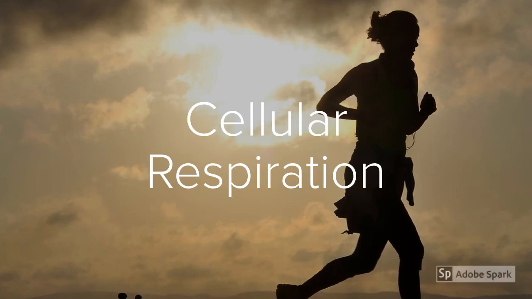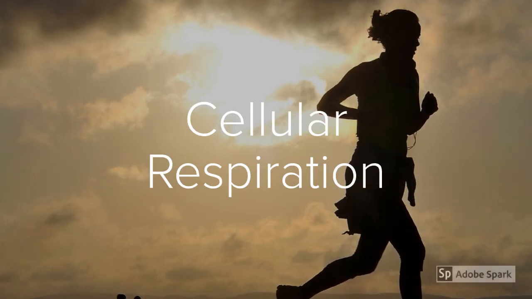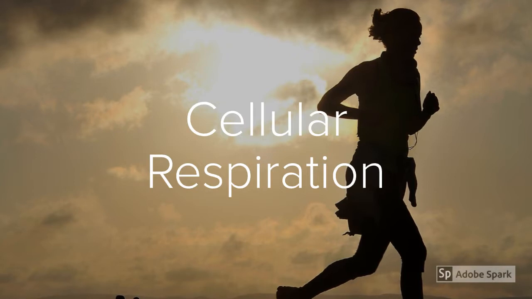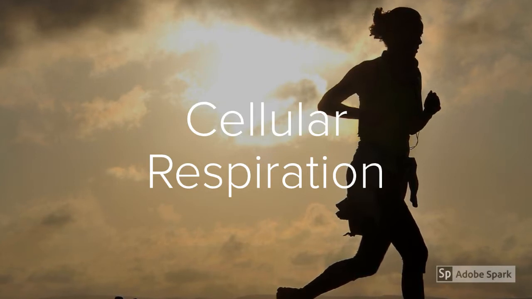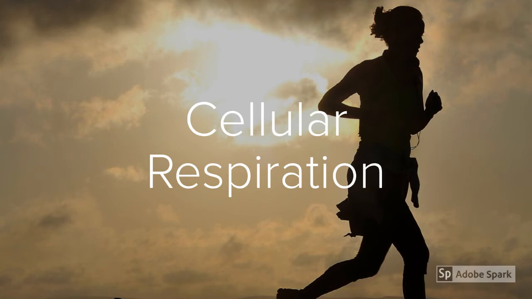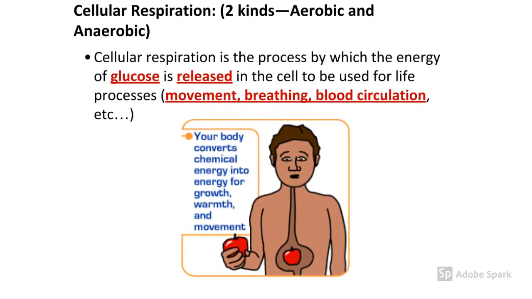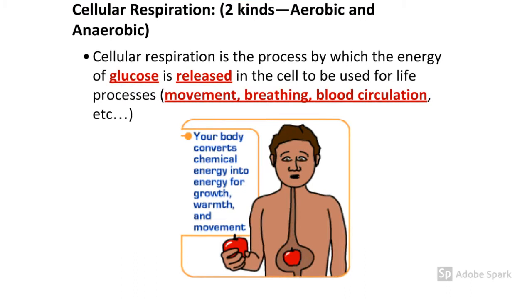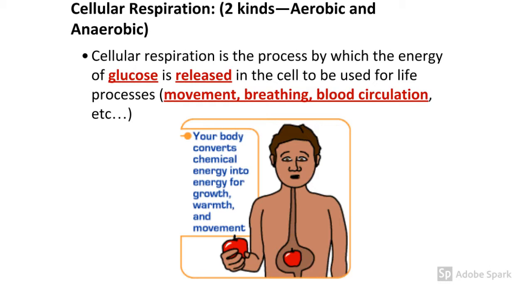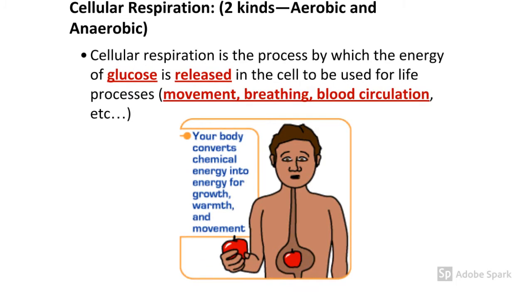Cellular respiration. This is the process by which we get energy from the food that we eat and turn it into usable energy for the cell, which is ATP. There are two types of cellular respiration that you need to know about. The first one is aerobic, meaning it requires oxygen, and the second one is anaerobic, which means that it does not have oxygen to use during the process.